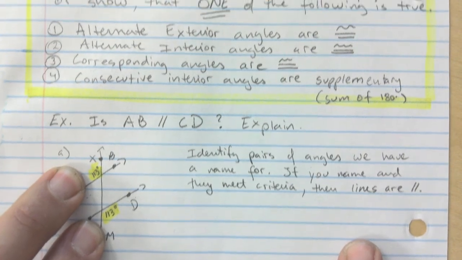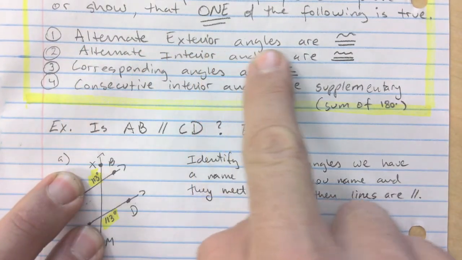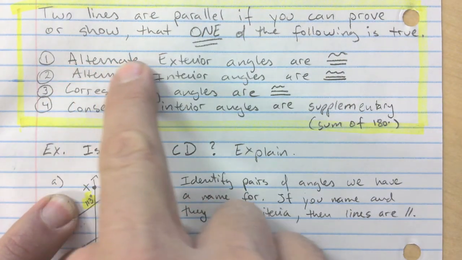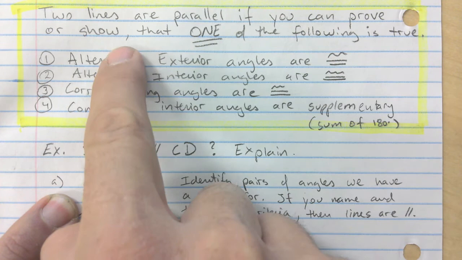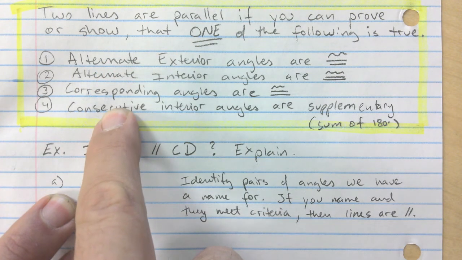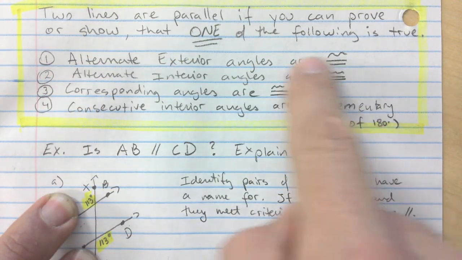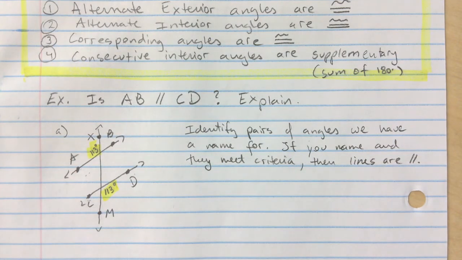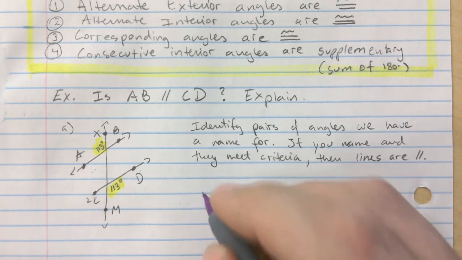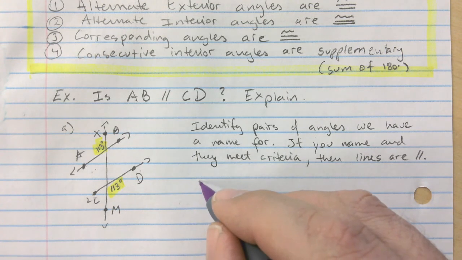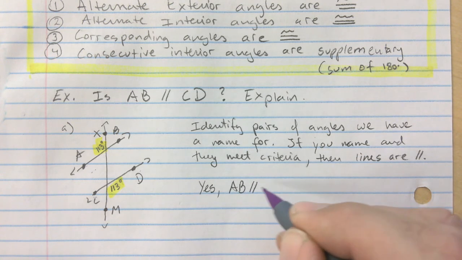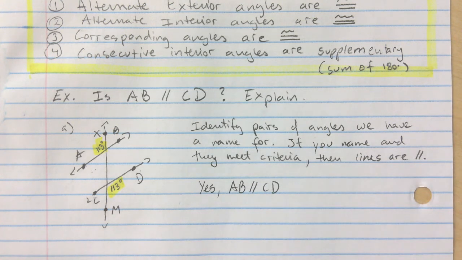Let's go up here. Alternate exterior, if they're congruent, then the lines are parallel, right? You've just shown that this is true. You don't need to show all four. I'll tell you later on that if one is true, all four are true. So you're just going to focus, okay, I've shown that, therefore I'm going to get the mark here. So yes, AB is parallel to CD, and why will you say?